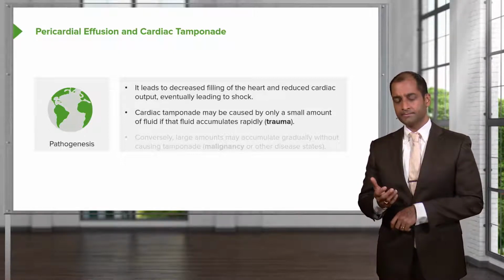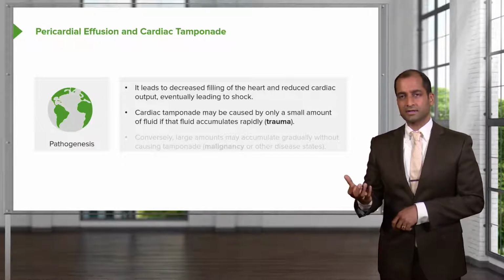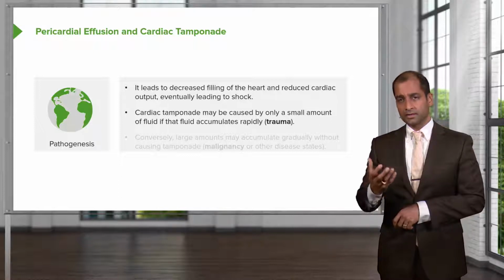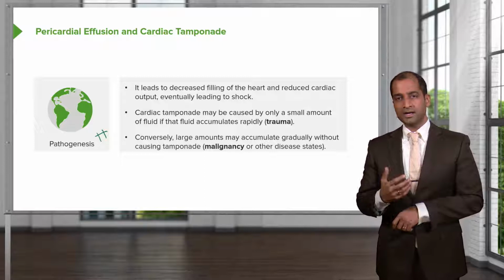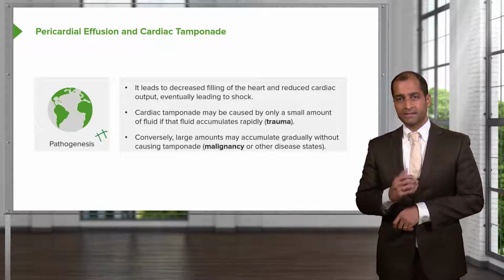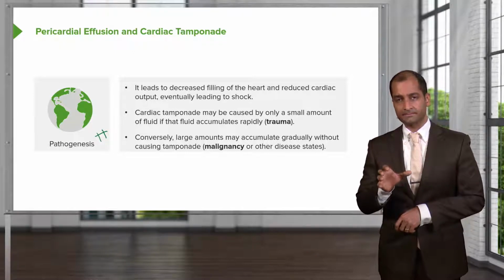What about slowly? Well, if it's slow effusion, then that's not necessarily called tamponade. It just means pericardial effusion, and I'll show you the comparison between the two in a little bit. Large amounts may accumulate gradually is the operative term. Do you see that? Gradually, without causing tamponade. Are you seeing the differences? I've been harping on this a few times. I'm hoping that it's getting reinforced in your head, if not already.